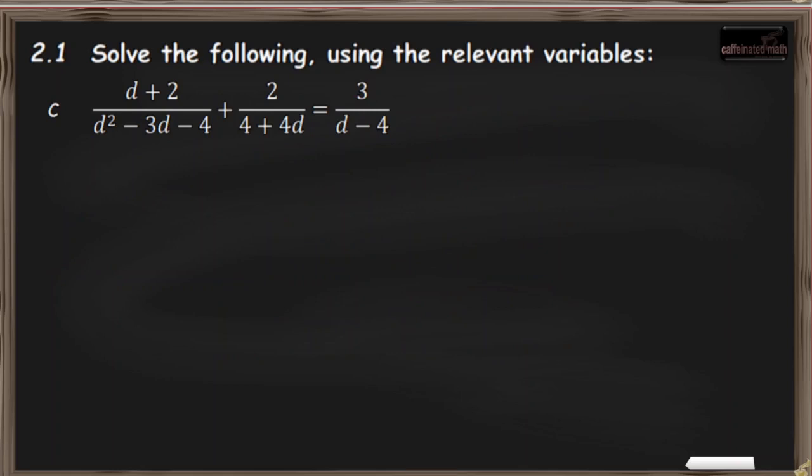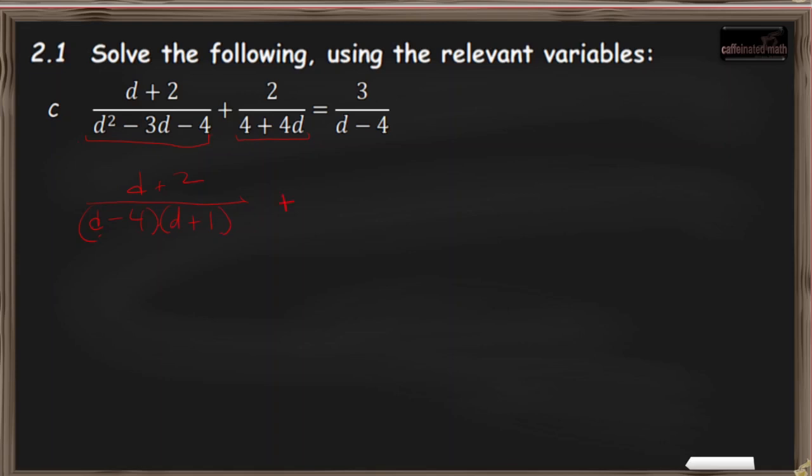Next, hey, fractions. No need to be scared. Well, we have a trinomial over here. We know what to do with those. We can factor. And then over here, we can also do some common factorization. So let's see where that leads us. Well, we'll have d plus 2. This expression in the denominator factorizes to d minus 4 and d plus 1.